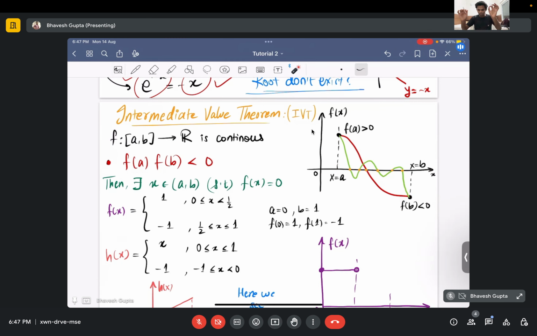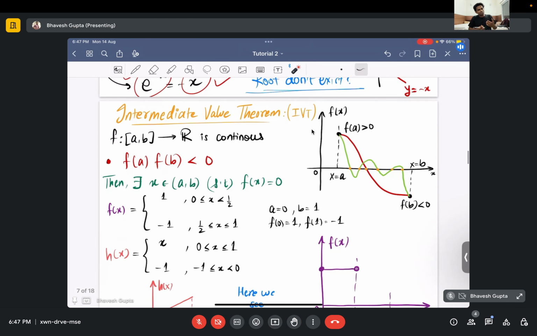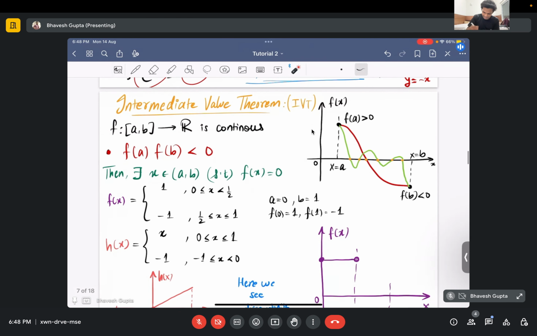is negative. I just know these 2 points, nothing more. And I just want to estimate the intermediate values. And the assumption behind this estimation is that we want our function to be continuous.